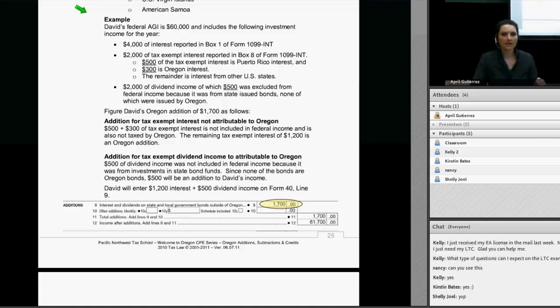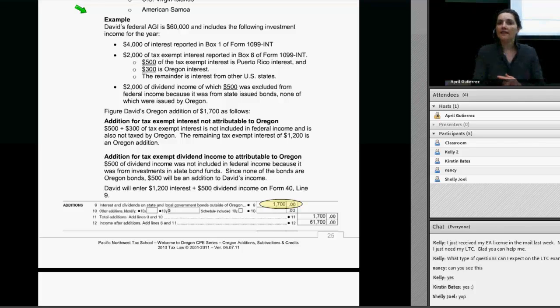And I need to point out here that this concept of interest and how it's taxed on Oregon confuses preparers, and it's a frequently missed topic on preparer and consultant exams. And I just want to remind you that at the federal level, the federal government is not allowed to tax state bond interest. So if you have state bond interest, that is what could create an addition on Oregon.